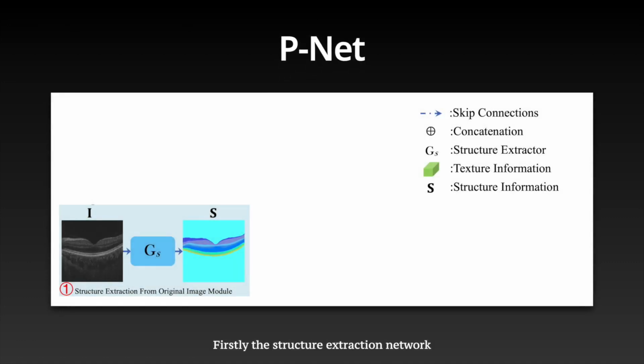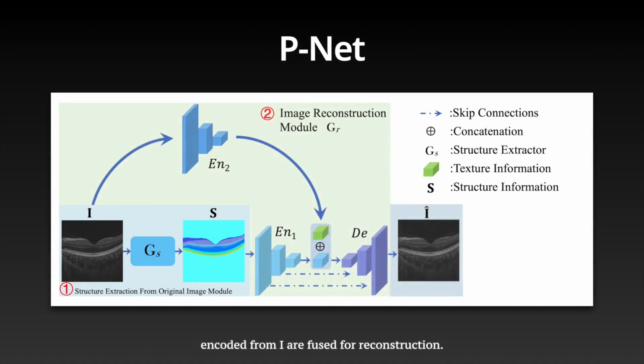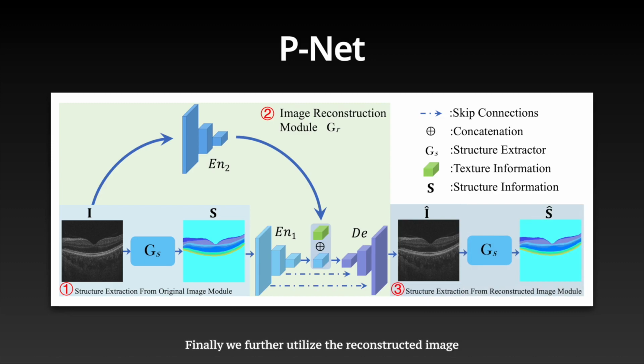Firstly, the structure extraction network GS is trained for extracting structure S from the original image I, and then the extracted S and the feature encoded from I are fused for reconstruction. Finally, we further utilize the reconstructed image I hat to extract the S hat and measure the difference between S and S hat. Our PNet encodes the relation between image texture and structure by enforcing the consistency of the image and structure between original and reconstructed ones.